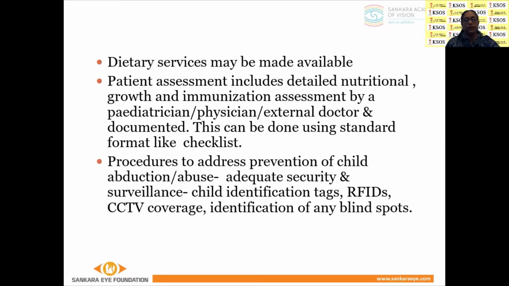Procedures to address prevention of child abduction or abuse is very important, and adequate security and surveillance is mandatory. So child identification tags or RFIDs, CCTV coverage, and identification of any blind spots which are not covered by the CCTV surveillance cameras is also very, very important, because those are the spots where wrong things can happen.